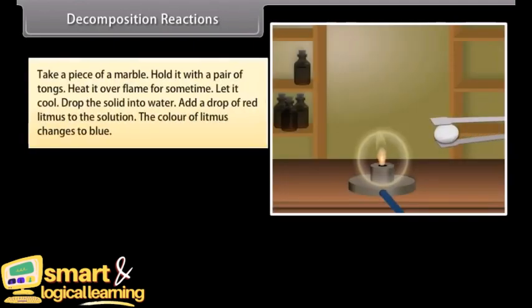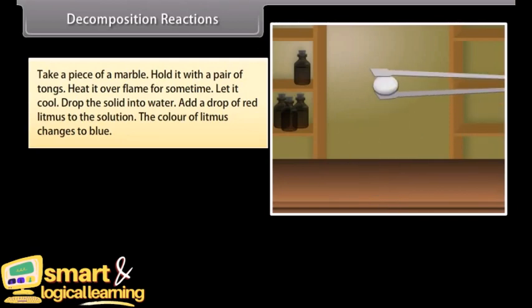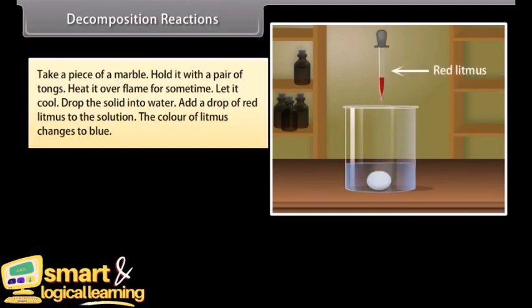Take a piece of a marble. Hold it with a pair of tongs. Heat it over flame for some time. Now let it cool. Drop the solid into water. Add a drop of red litmus to the solution. The color of litmus changes to blue.